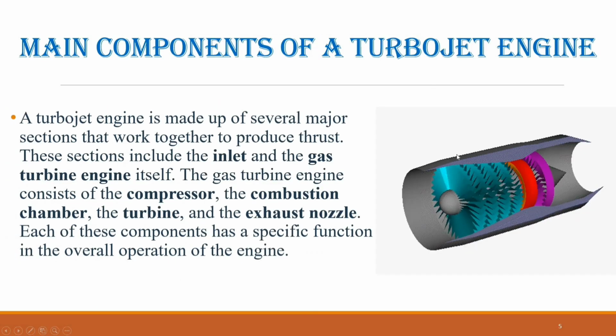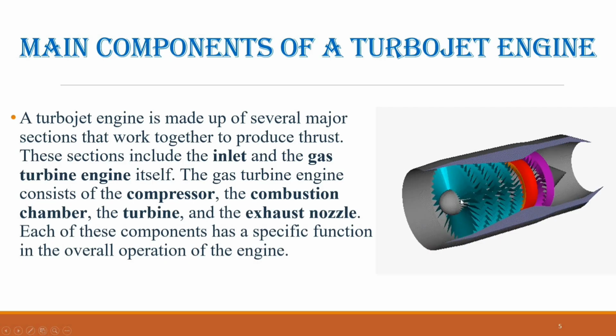Main components of a turbojet engine. A turbojet engine is made up of several major sections that work together to produce thrust. These sections include the inlet and the gas turbine engine itself. The gas turbine engine consists of the compressor, the combustion chamber, the turbine, and the exhaust nozzle. Each of these components has a specific function in the overall operation of the engine.